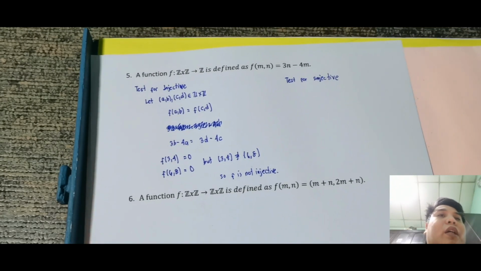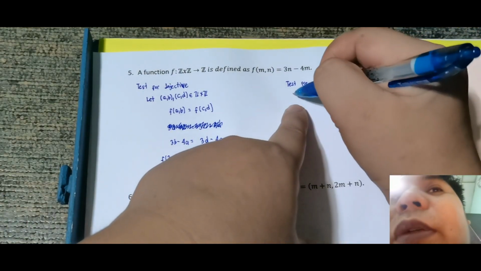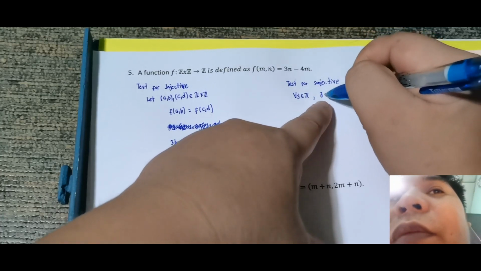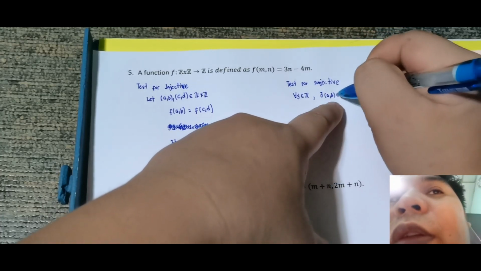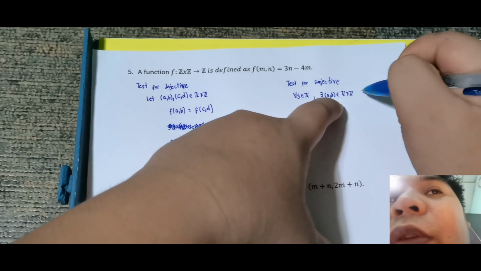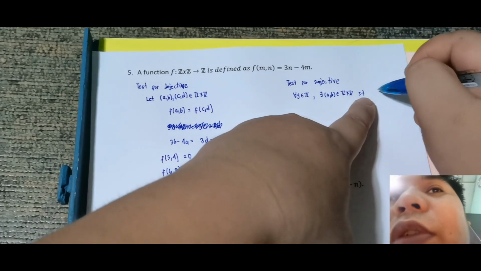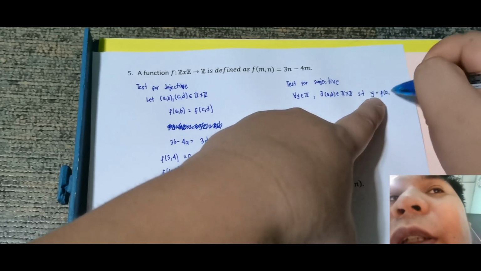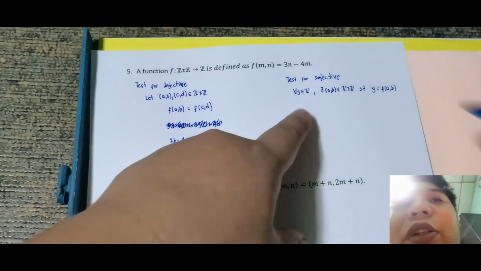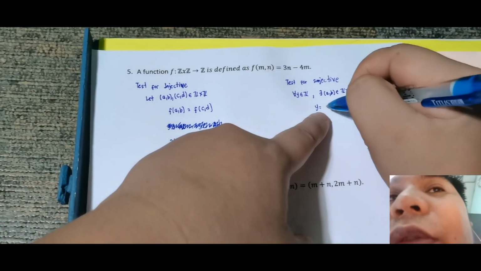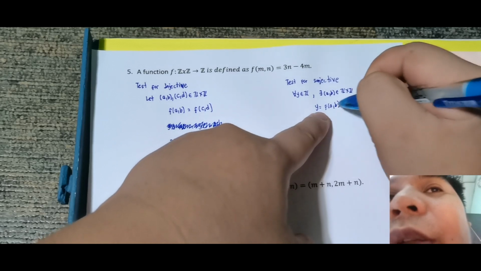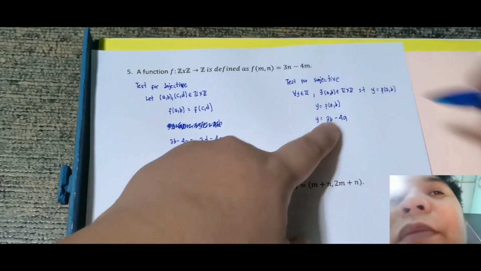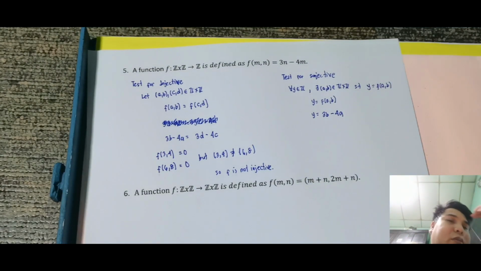So, for all y element ng Z, there exists (a, b) element ng Z cross Z such that y is equal to f of (a, b). Kasi yun yung gagamitin natin. So consider natin to, si y is equal to f of (a, b), that is y is equal to 3b minus 4a. Ngayon, i-observe natin, dalawa i-observe natin dito.